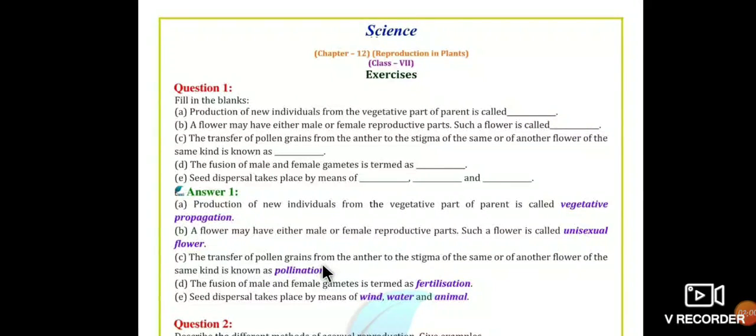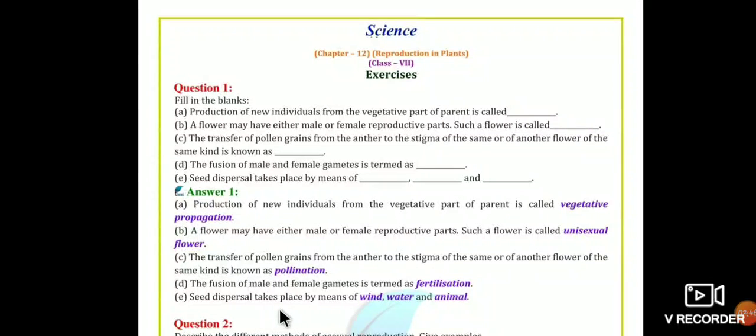The transfer of pollen grains from the anther to the stigma of the same flower or of another flower of the same kind is known as pollination. Next one: the fusion of male and female gametes is termed as fertilization.